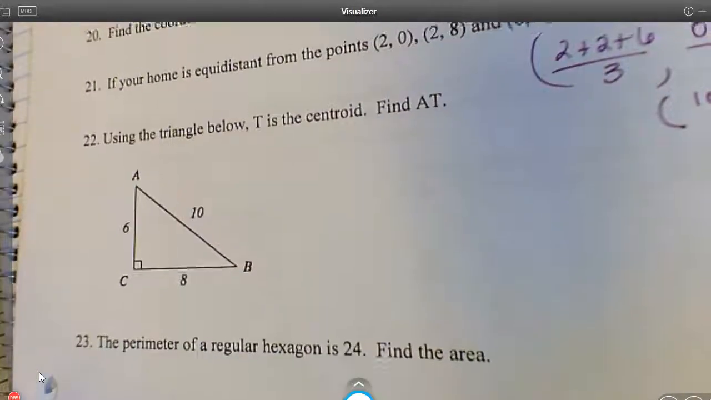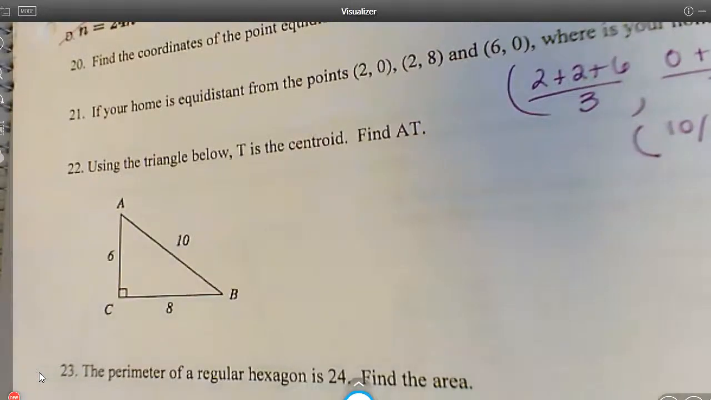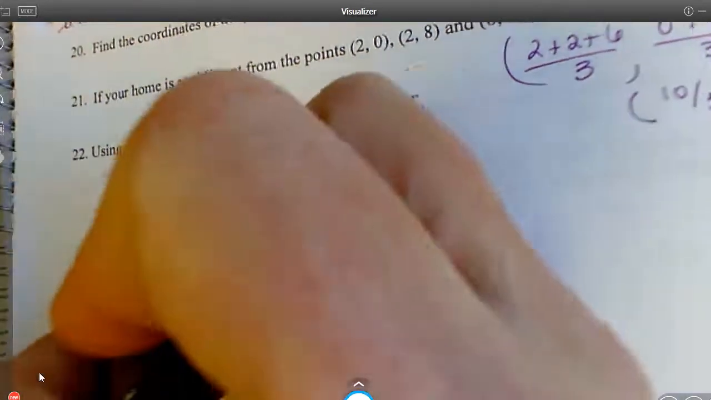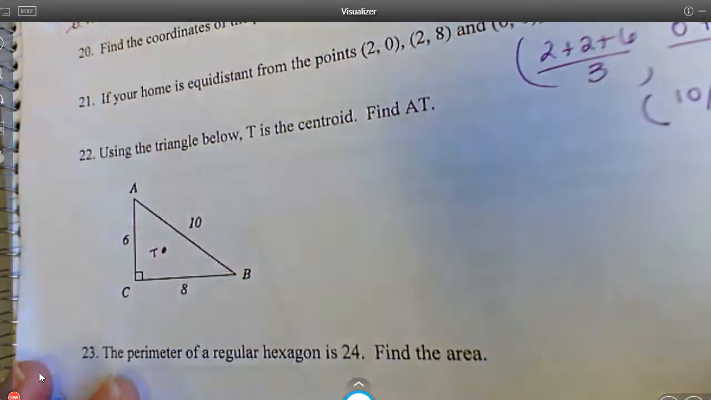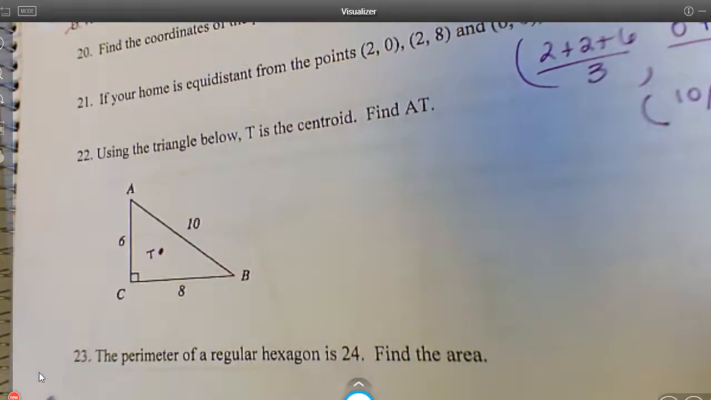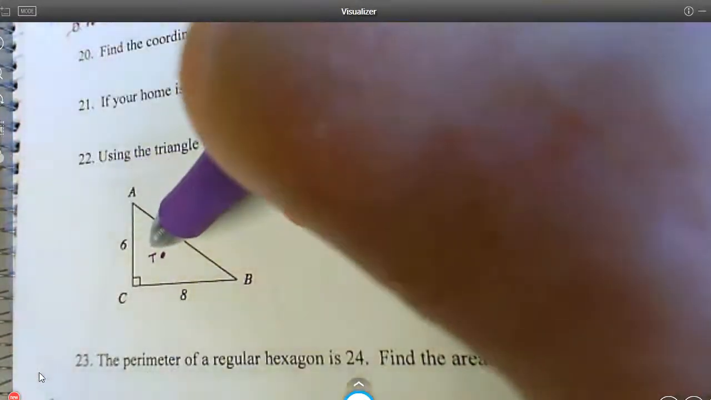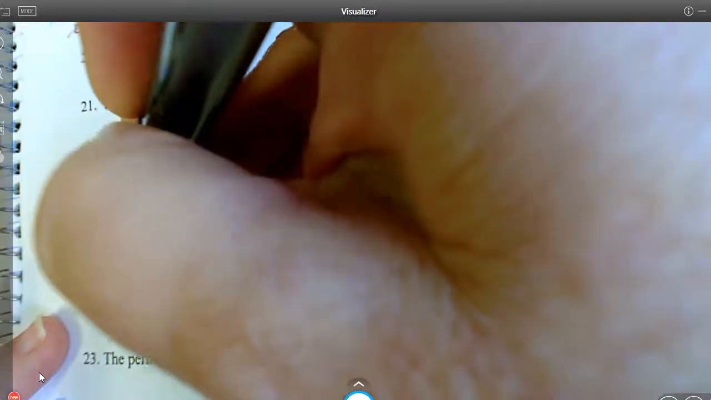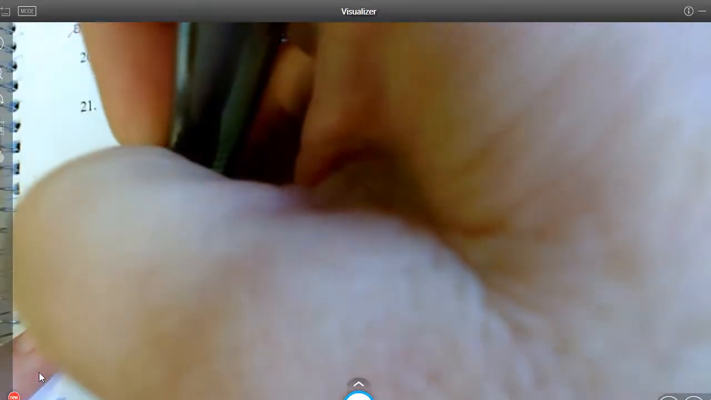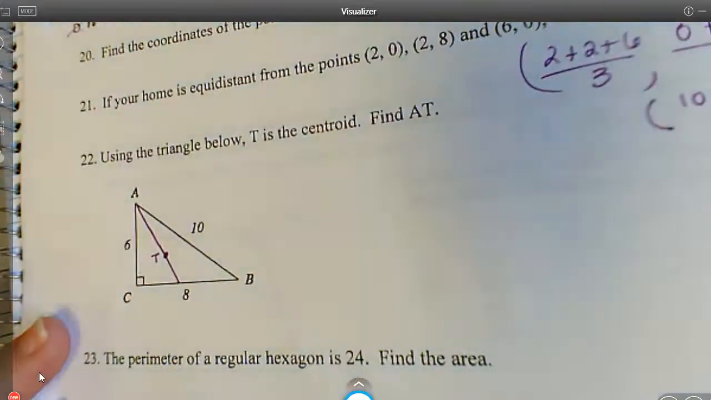Okay, one more centroid question, and it's a different kind of question because they didn't give me points. What they want me to find is the length of AT. Okay? T is a point in the middle that's equidistant from all the rest. And it wants me to figure out what the distance from A to T is. You start by drawing a line from A to the other side because that's the median.